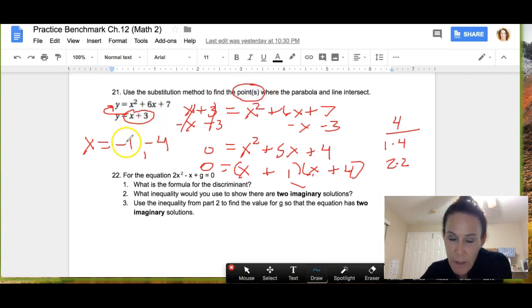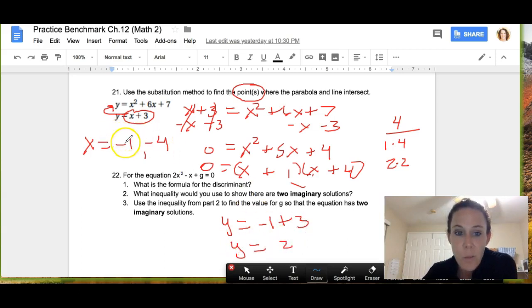All right, so we found our x points. -1 and -4 are x points. We need our y points. So to get that, we plug in -1 for x. And let's do that over here. We're going to get y equals, I plug in -1 for x, -1 plus 3 is going to give me y equals 2. So when I plug in -1 for x, I'm going to get out my y value of 2.